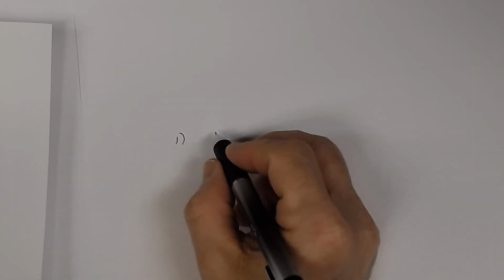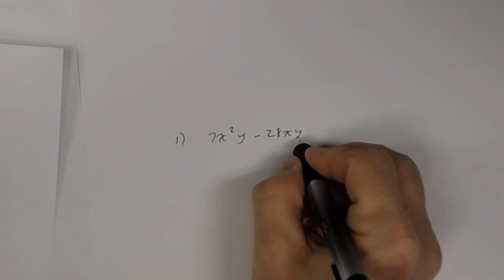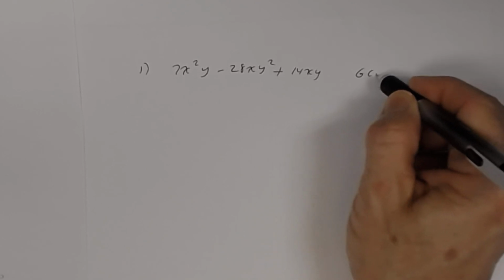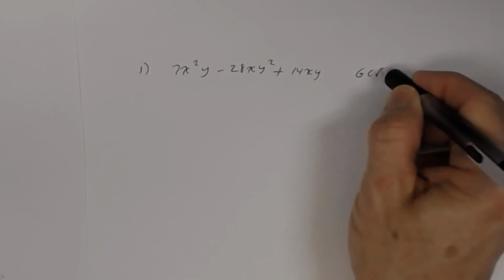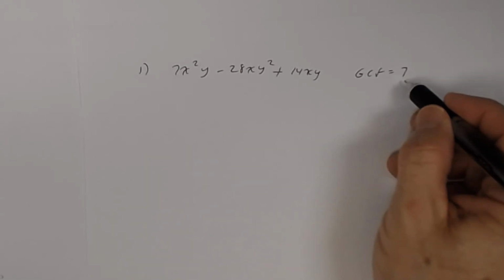Number one, we have 7x squared y minus 28xy squared plus 14xy. The first thing you're going to do when factoring is to look for a GCF. In this case, you look at 7, negative 28, and 14. So the GCF is 7.